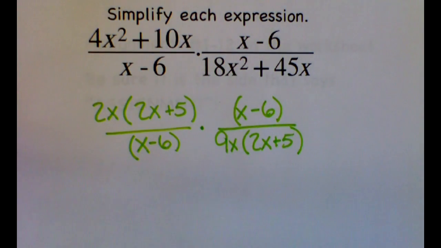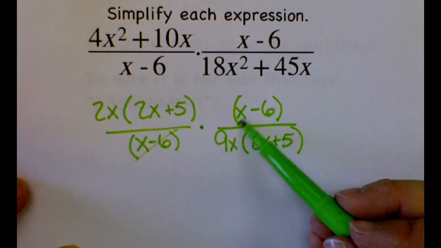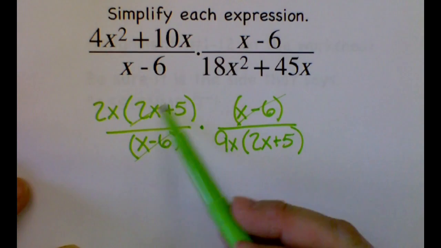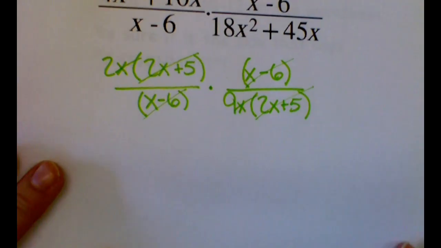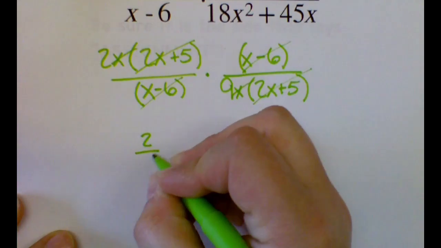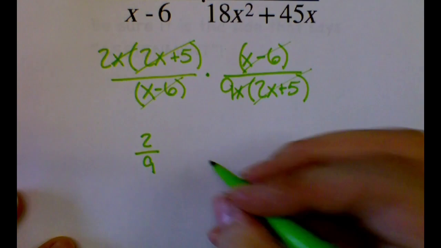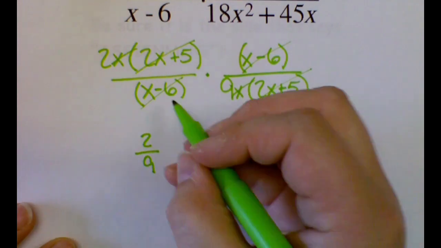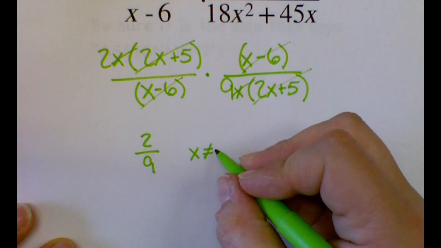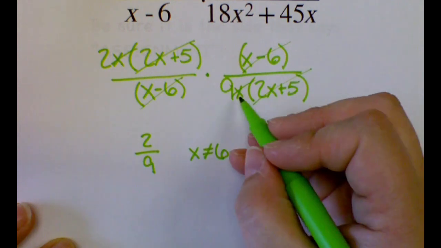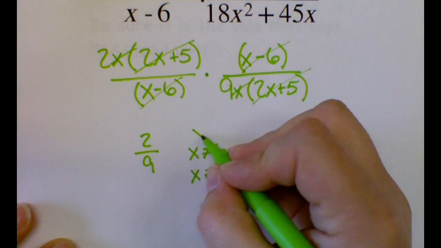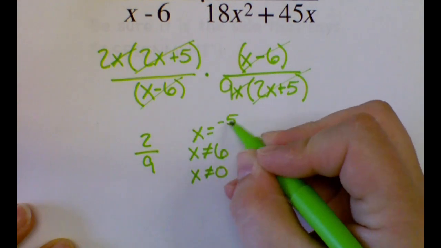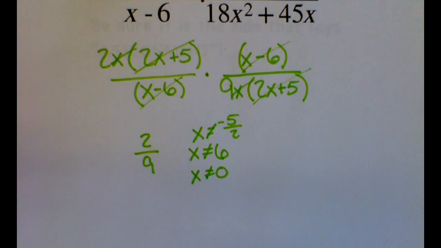Now we cancel common factors. X minus 6 is a common factor. 2x plus 5 is a common factor. X is a common factor in the numerator and denominator, which leaves me just the 2 over 9. But we have to say what x can't be. 6 would make the denominator 0 there. 0 would make this part of the denominator 0. And here we'd have negative 5 over 2. Those are the values x cannot be.